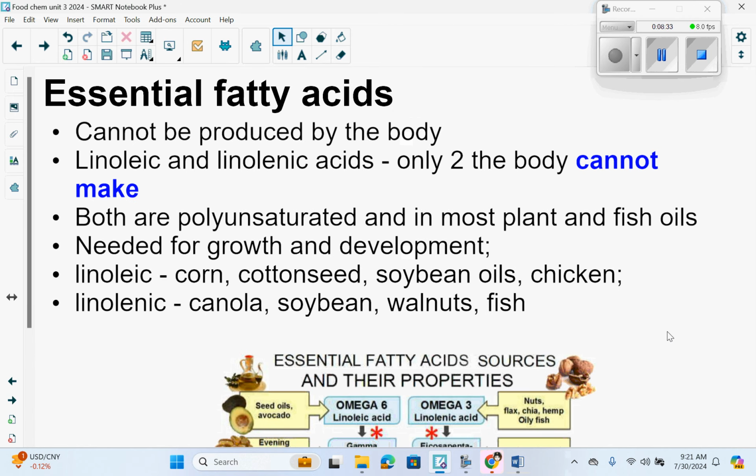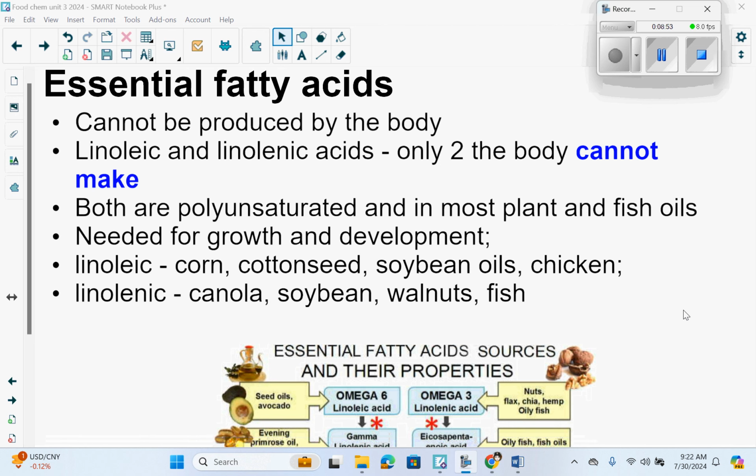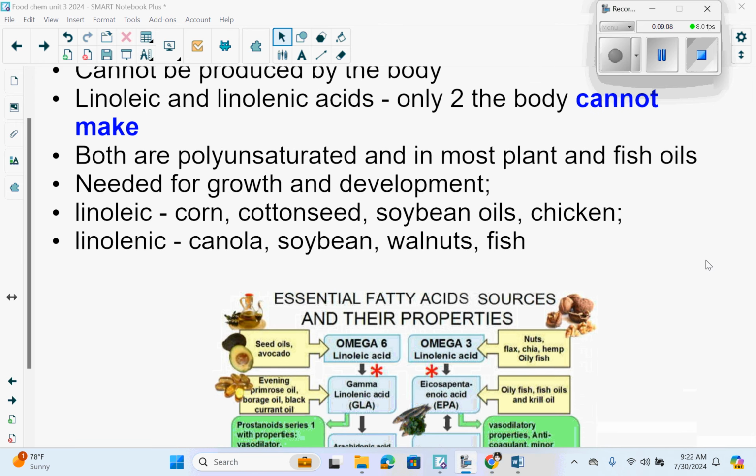Essential fatty acids. These cannot be produced by the body. Linoleic and linolenic acids are the only 2 the body cannot make. Both are polyunsaturated and in most plant and fish oils. They're needed for growth and development in the body. Linoleic is in corn, cottonseed, and soybean oils. It's also in chicken. Linolenic is in canola, soybeans, walnuts, and fish.